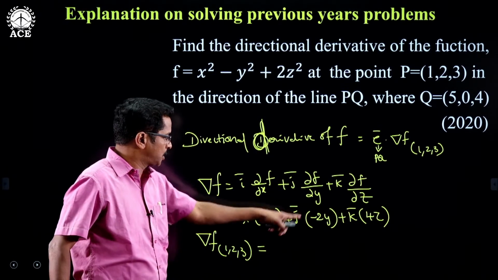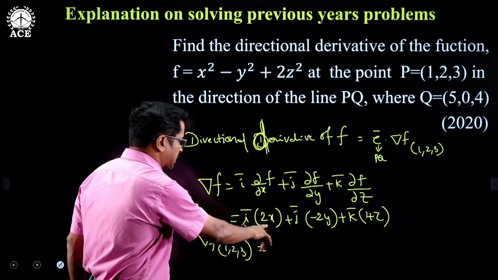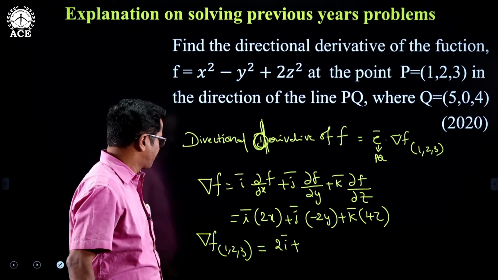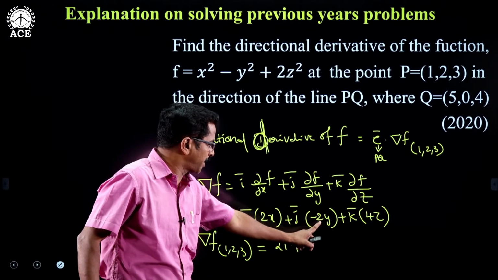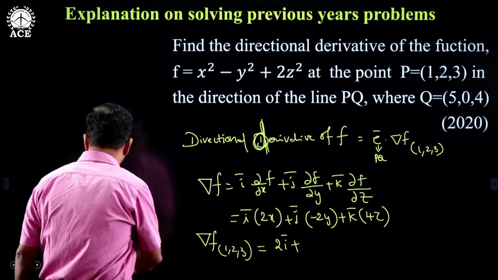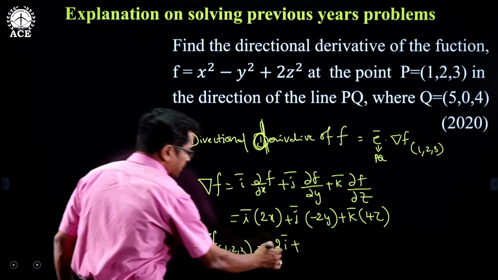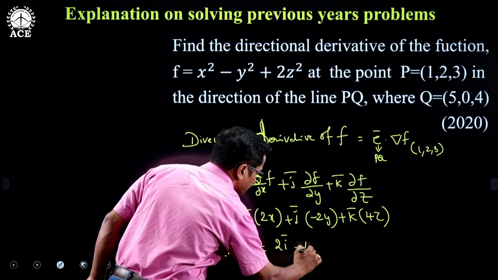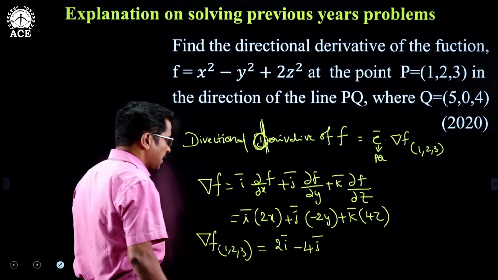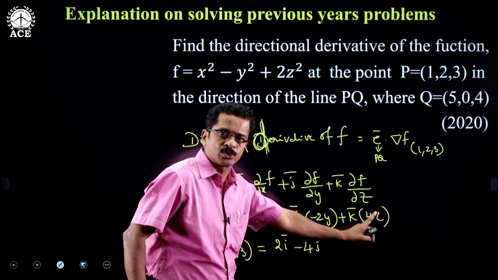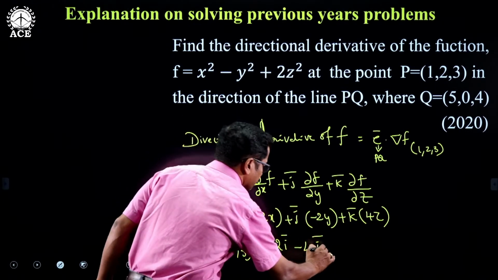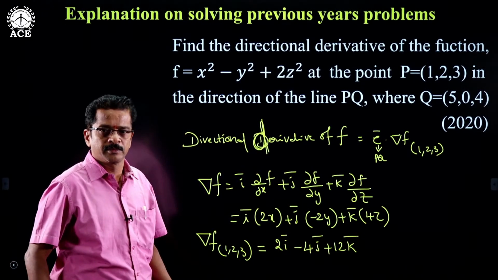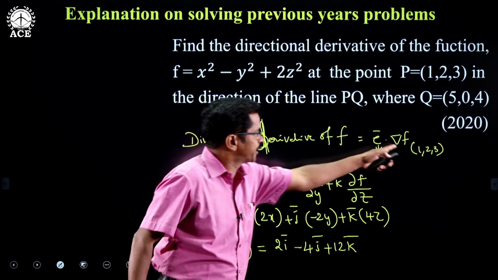X is 1, y is 2 and z is 3. So if I put x as 1, it is going to be 2 I bar. If I put y as 2, it is going to be minus 4 j bar. And putting z as 3, 4 into 3 is 12, so 12 k bar. This is del F, evaluated at the point 1, 2, 3.